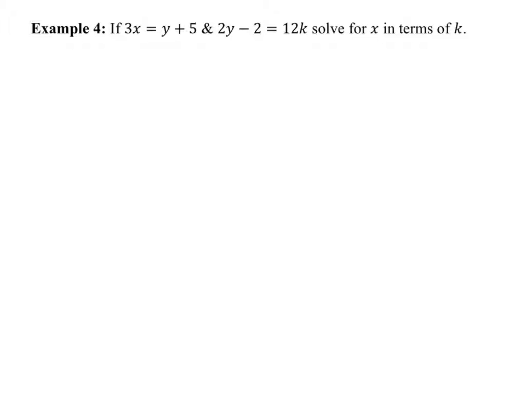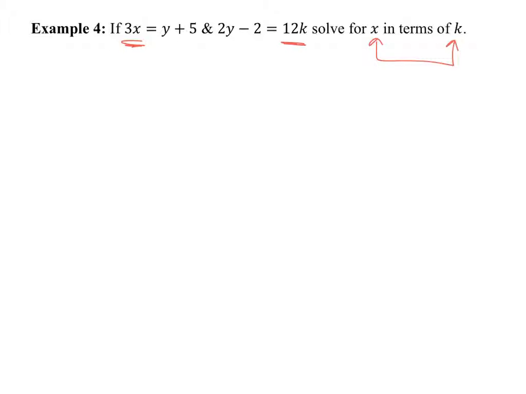We'll look at the first equation: 3x equals y plus 5. In the second one we have 2y minus 2 equals 12k. But in neither equation do we have both x and k. X is in this one and k is in this one. That's the problem we have right now. So there's no really linking factor.